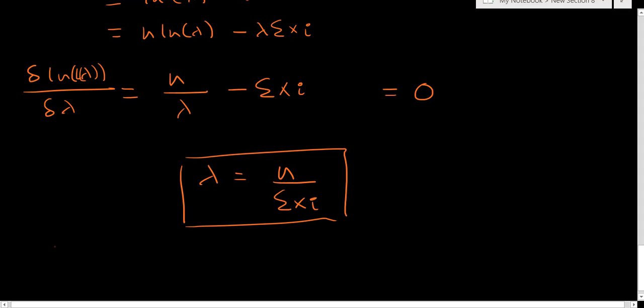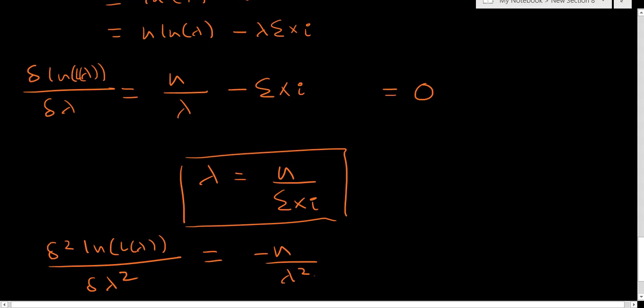In order to check that, we need the second derivative of log likelihood with respect to lambda, and that would just be minus n over lambda squared. So sure enough, this is less than 0 for a positive value of lambda, and we know this value is positive. So this is the point of local maxima, the value of lambda that maximizes the likelihood function.